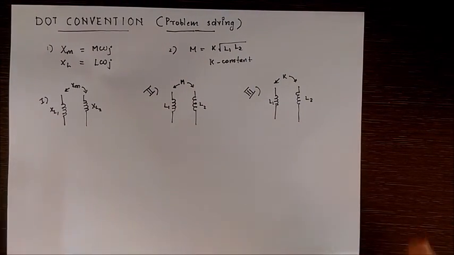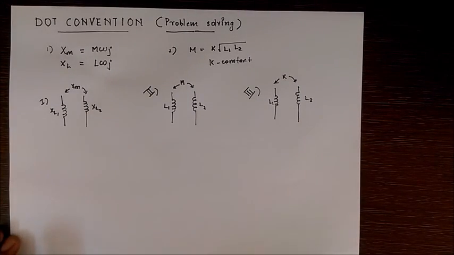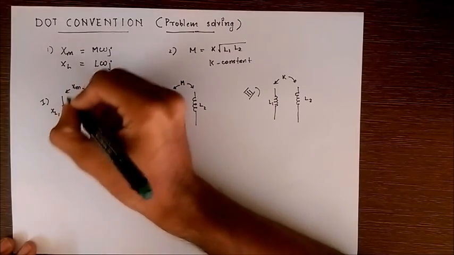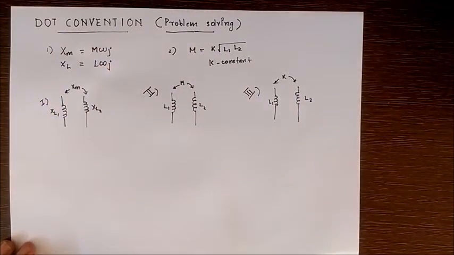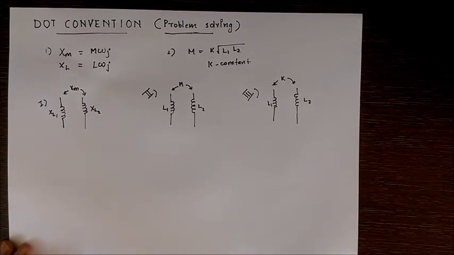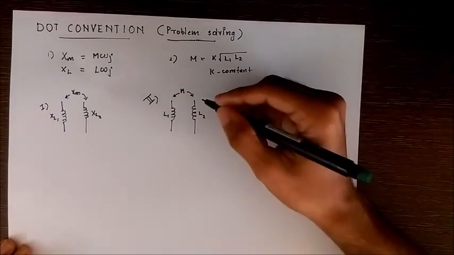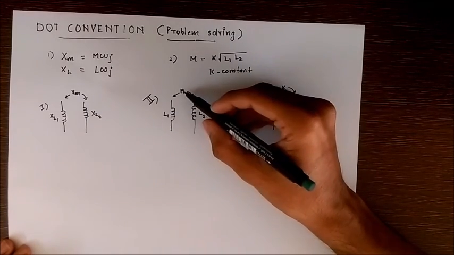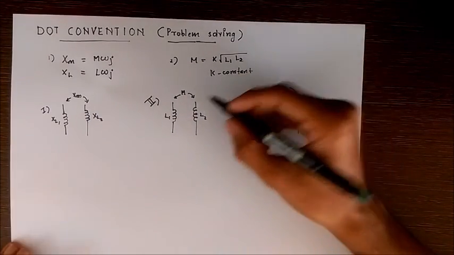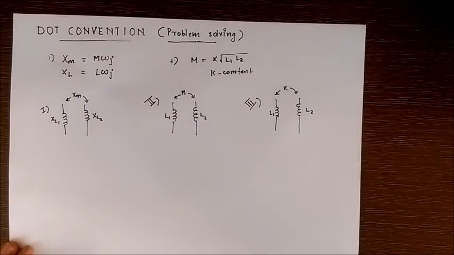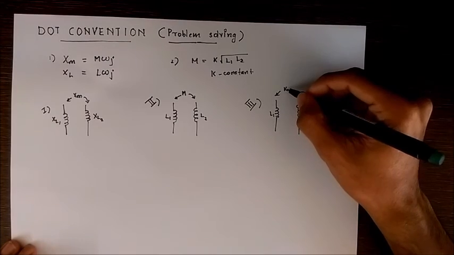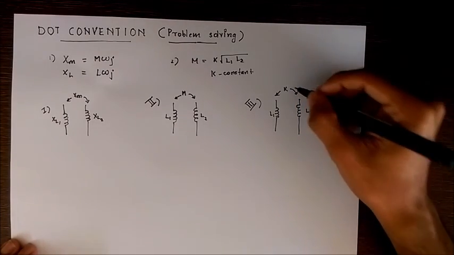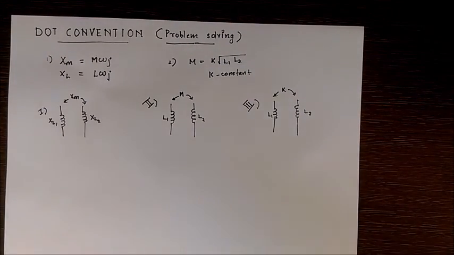So there are three basic types of problem that we will encounter. We will be supplied with values of the reactances, that is Xm and XL1 and XL2. And in the second type, we will be provided with the coefficient of mutual inductance and the inductor values. And in the third type, we will be given the inductor values, and instead of M, we will be given the value of the constant k. So let's move on to the problem solving.